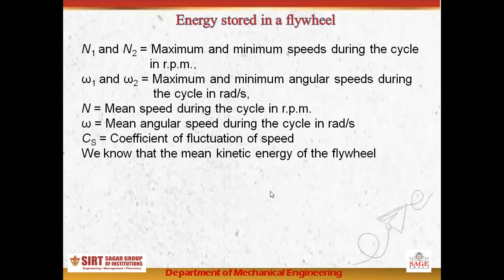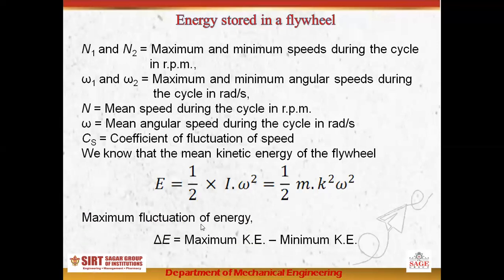Now we know that the mean kinetic energy of the flywheel, E, is equal to half I omega squared, and I is equal to mk². Now the maximum fluctuation of energy, according to the definition, delta E, is equal to maximum energy minus minimum energy, here in the form of kinetic energy. So maximum kinetic energy minus minimum kinetic energy, and the kinetic energy is equal to half I omega squared, but in maximum we consider the speed is maximum and I is constant.